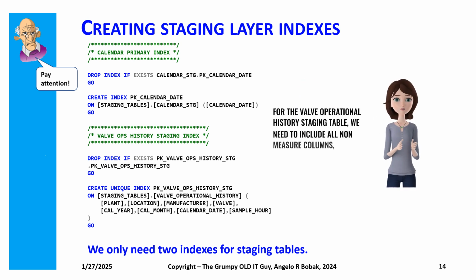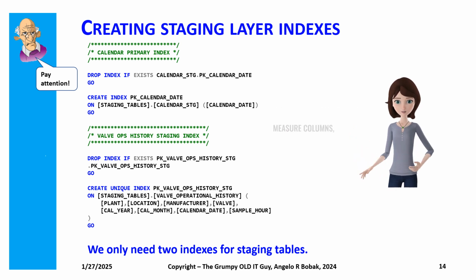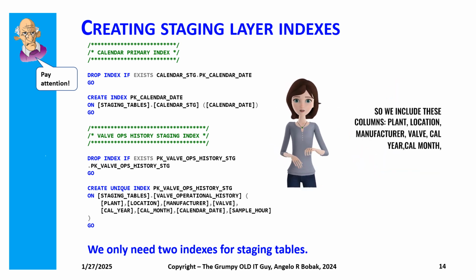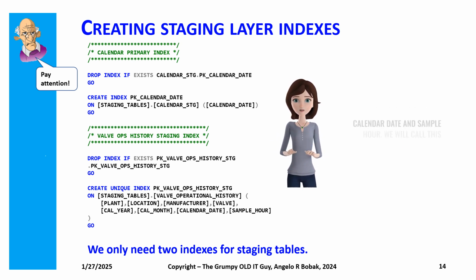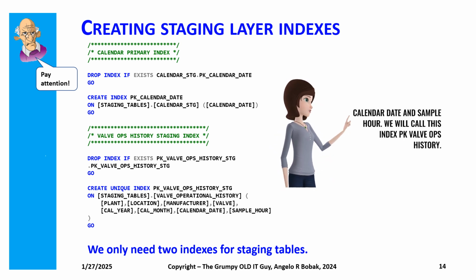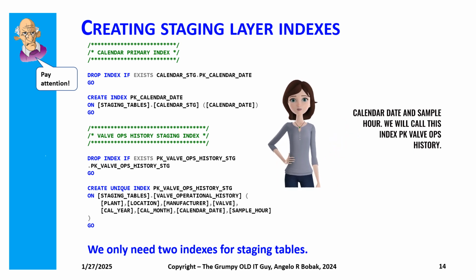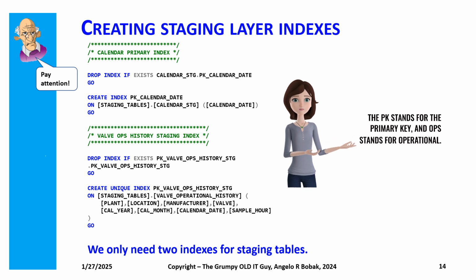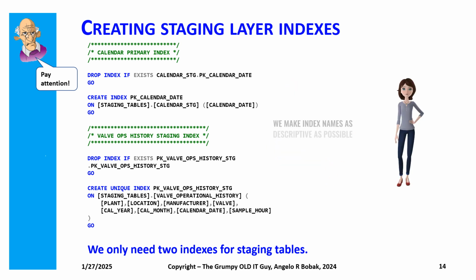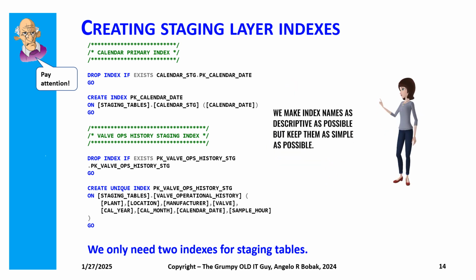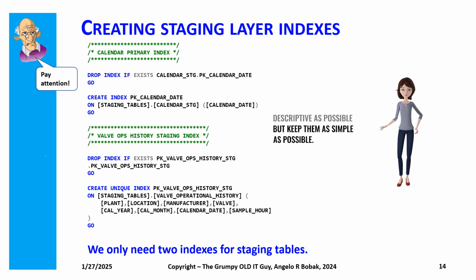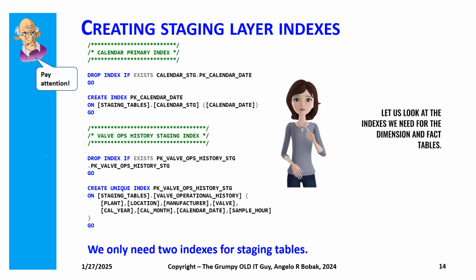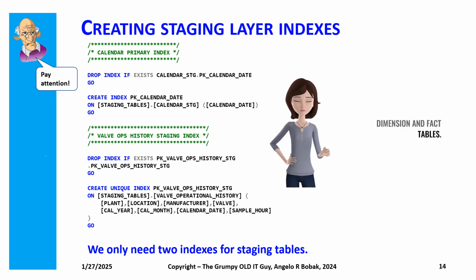For the valve operational history staging table, we need to include all non-measure columns, so we include these columns: plant, location, manufacturer, valve, cal year, cal month, calendar date and sample hour. We will call this index PK Valve Ops History. The PK stands for primary key, and Ops stands for operational. We make index names as descriptive as possible but keep them as simple as possible. Let us look at the index we need for the dimension and fact tables.